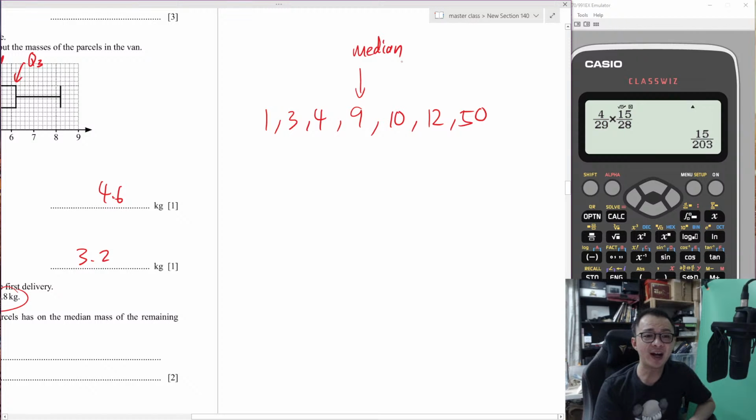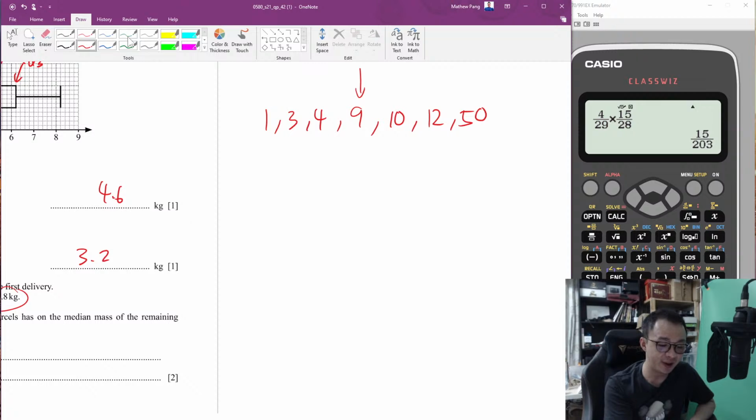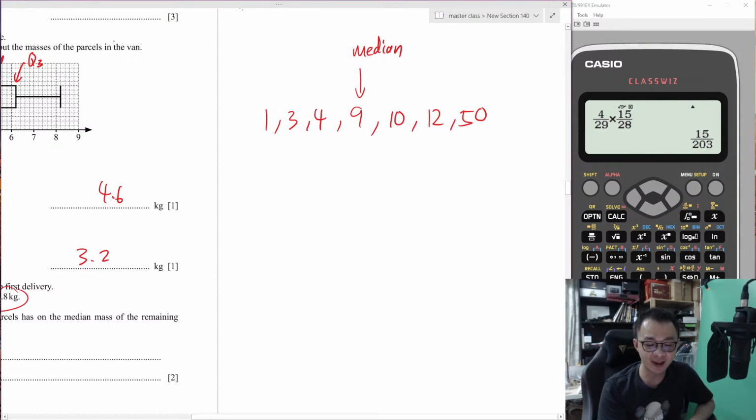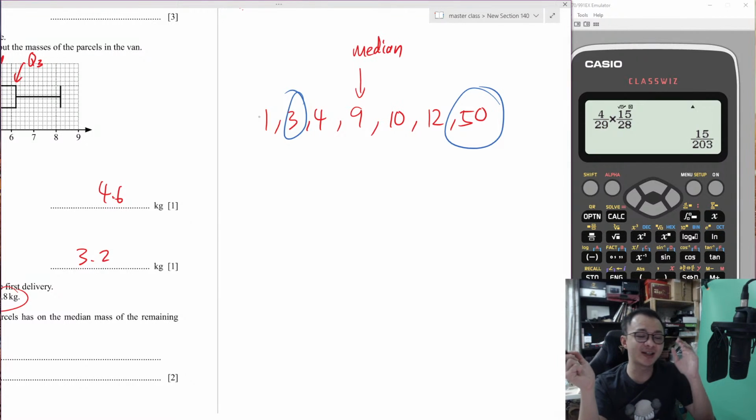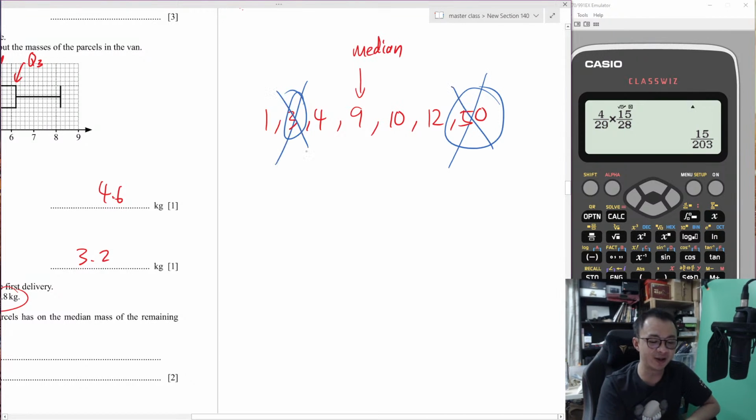Okay, if I remove, let's say I remove 50, and then I remove 3, you realize the 50 is at my right hand side, and 3 is at my left hand side of the median. Median is at the middle. So if I remove 1 here, I remove 1 here, will my median value change or not? You just see 1, 4, 9, 10, 12. My median value is still 9.